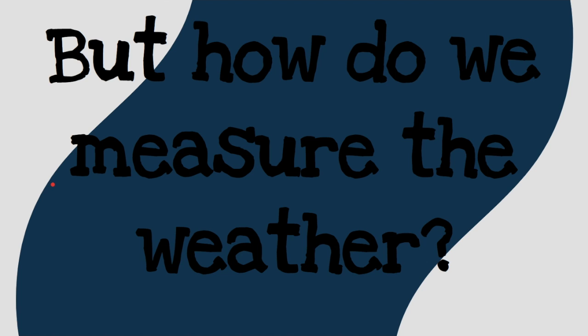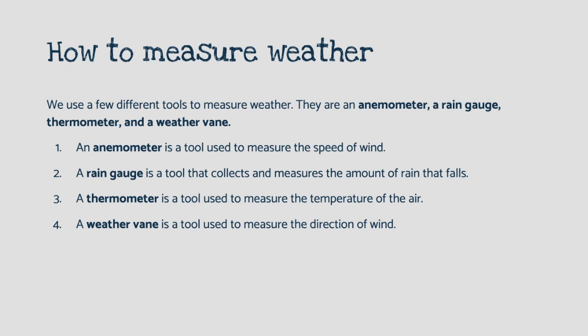But how do we measure the weather? That is a great question. So we use a few different tools to measure the weather. They are an anemometer, a rain gauge, a thermometer, and a weather vane. So an anemometer is a tool that is used to measure the speed of wind. A rain gauge is a tool that collects and measures the amount of rain that falls. A thermometer is a tool that is used to measure the temperature of the air. And a weather vane is used to measure the direction of the wind.